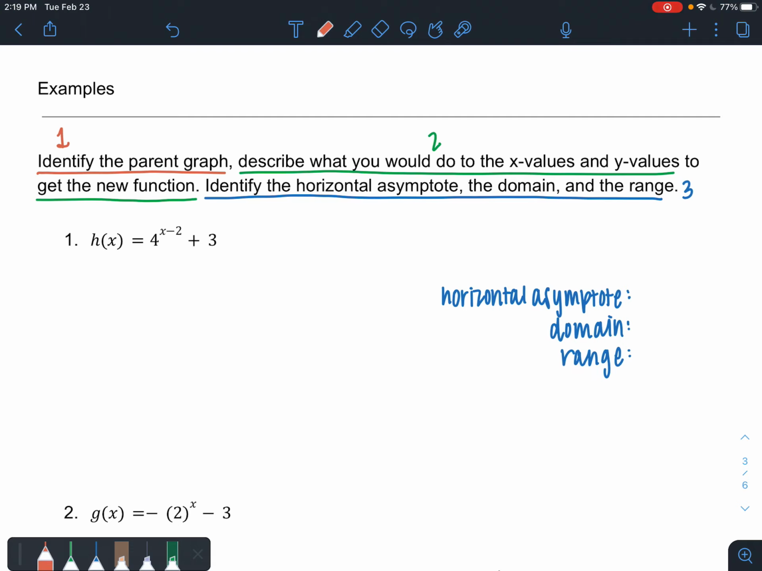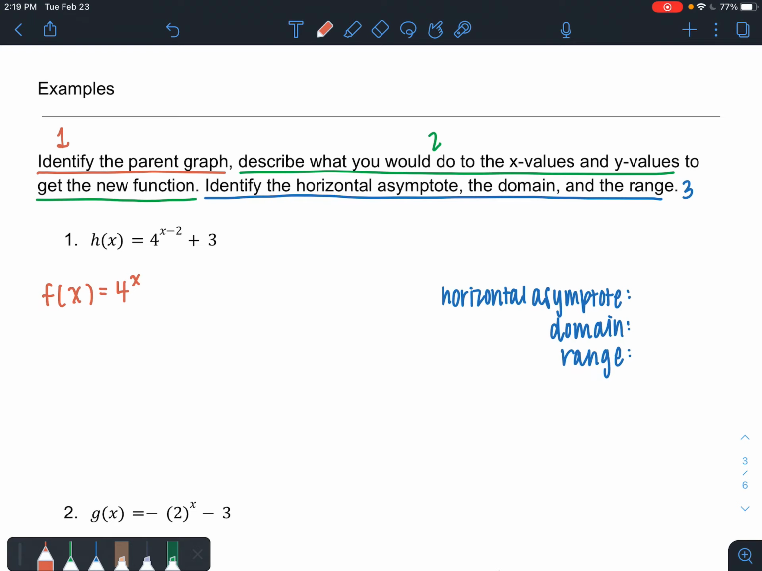So first, identify the parent graph. Basically, what we need to look at is our base, and then our exponent will always be x for our parent function. So we'll just call it g of x, or f of x, I guess. And that's going to be our 4 to the x. So our bases will always match up like that.